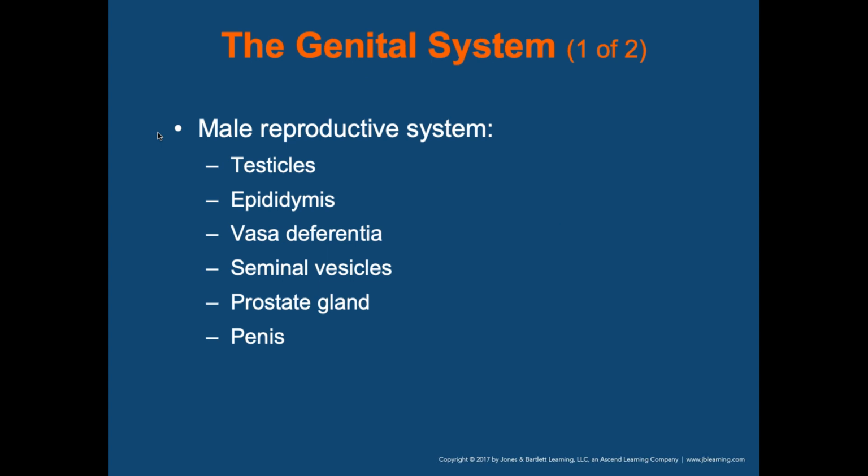The male reproductive system, or genital system, has the testicles, the epididymis. Some of these words I may not be able to pronounce. So the vasa deferentia, seminal vesicles, prostate gland, and the penis, all part of the male reproductive system.